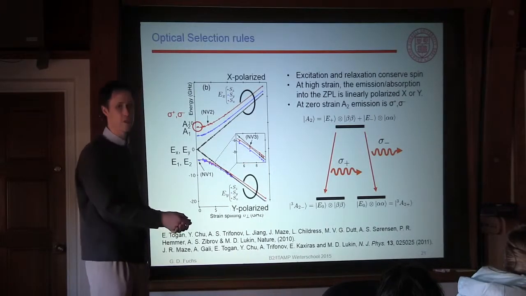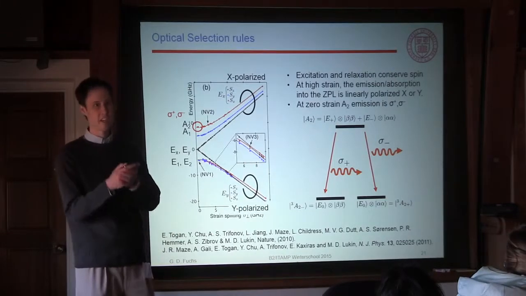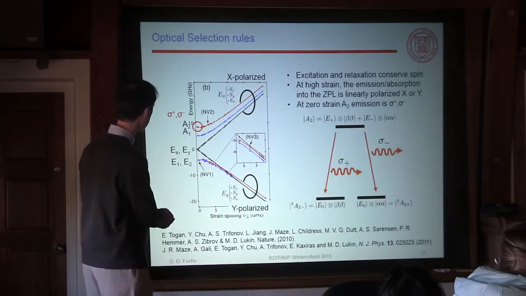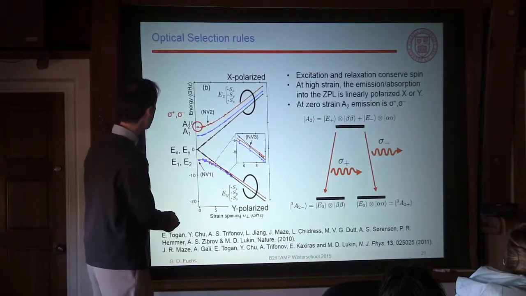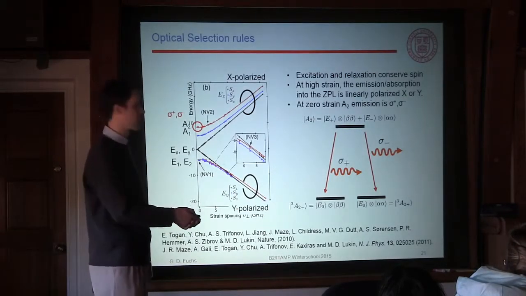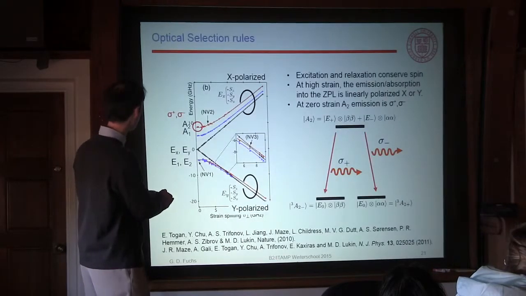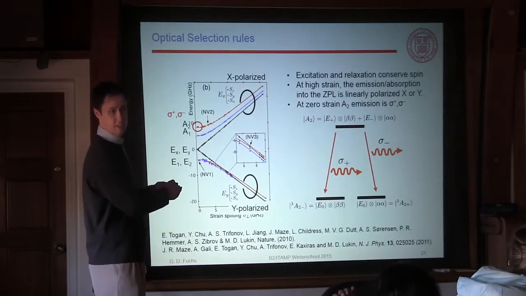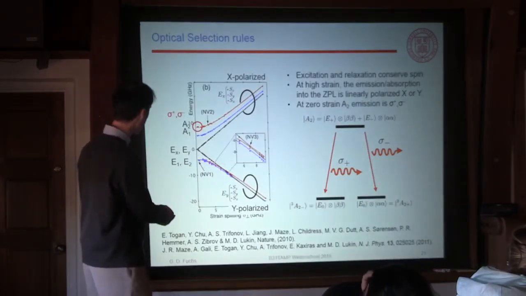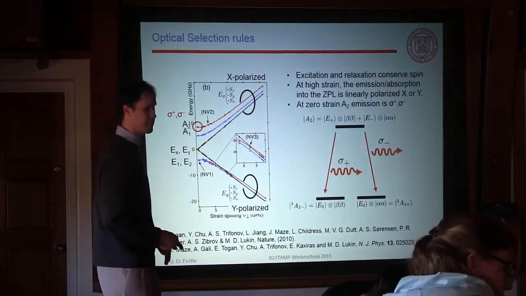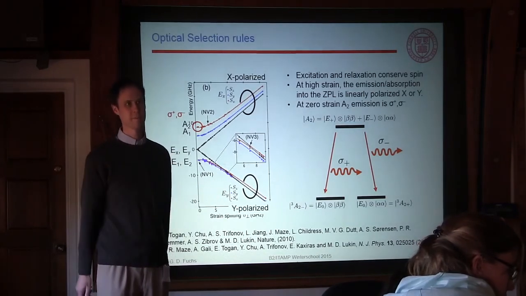The other thing that you can do is have a diamond that has a high stress. And if it has a large stress and you're split into these EX and EY symmetry branches, then you have a different selection rule. And that is you get linearly polarized light depending on if you get relaxation or absorption into this branch, you get X-oriented linear polarized light and Y-oriented linear polarized light for the other one. And there's lots more interesting stuff, but obviously I'm out of time, so thank you very much. Hey, thank you very much.